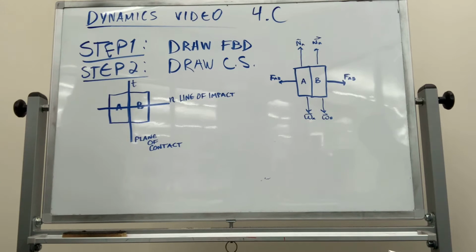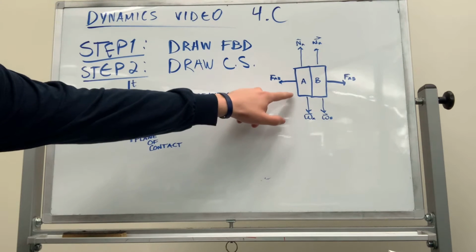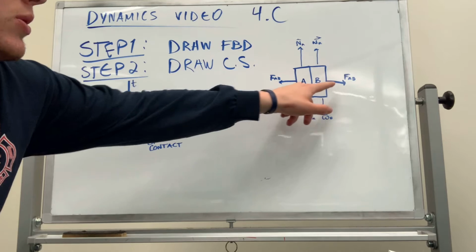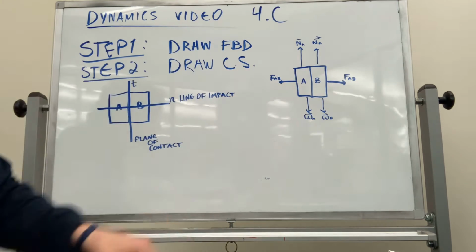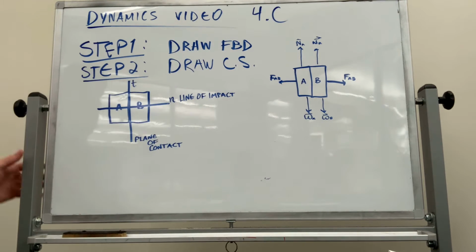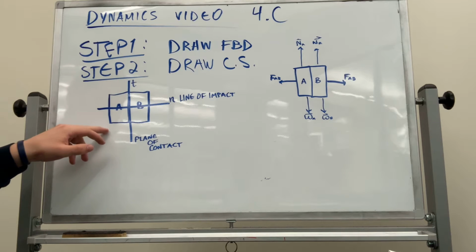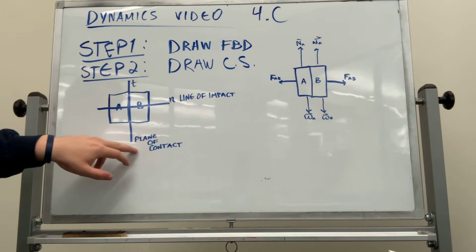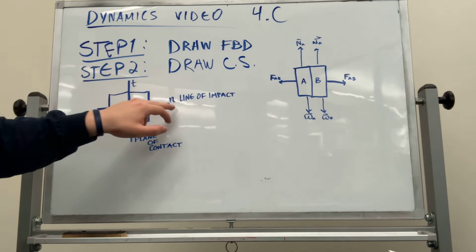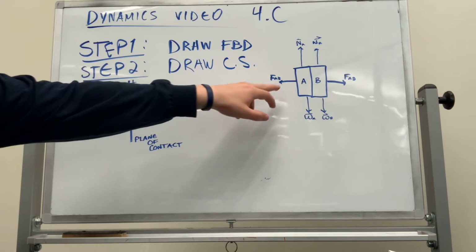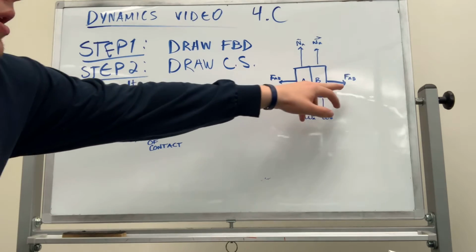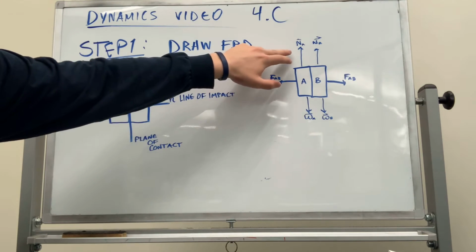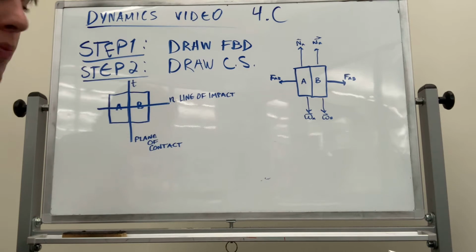Starting off with step one and step two, we're gonna draw a free body diagram and we're gonna draw coordinate systems. The free body diagram here, you can see all the forces, force on impact in both directions, and then a normal and a weight force for each block. Coming over here to the coordinate system, you can see that we have a 90 degree coordinate system where there's a plane of contact T and a line of impact N. The force of impact goes through line N, and the normal weight forces are in direction T.